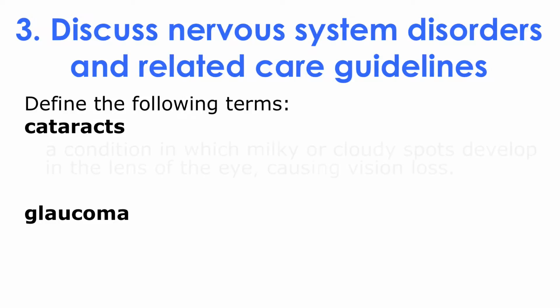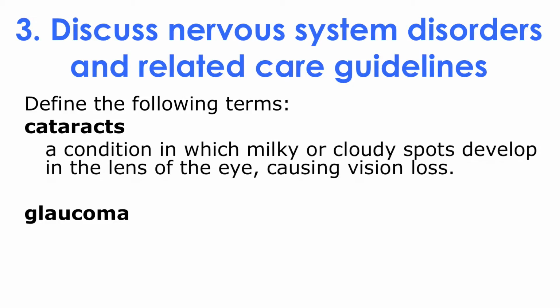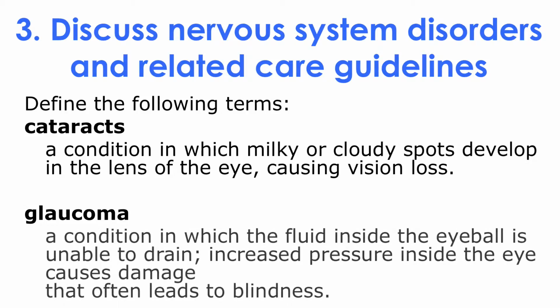Now, cataracts and glaucoma, people get confused with these two. Let's talk about cataracts first. It's the condition in which milky or cloudy spots develop in the lens of the eye, causing vision loss. Glaucoma is a condition in which fluid inside the eyeball is unable to drain, which increases pressure inside the eye, causes damage that often leads to blindness. And a lot of clients that have glaucoma, it is the result of diabetes.